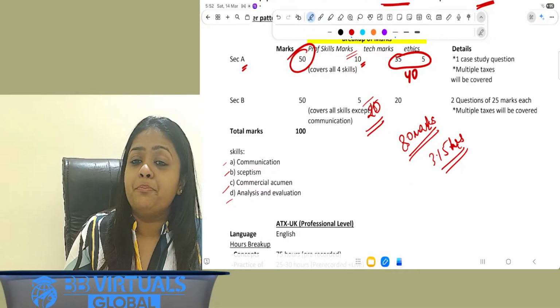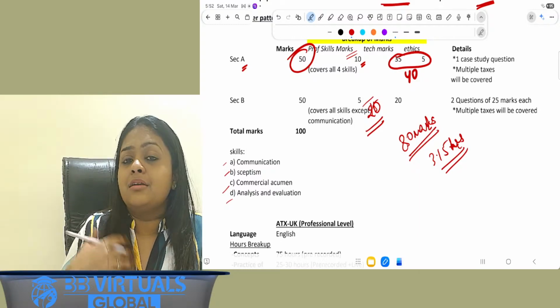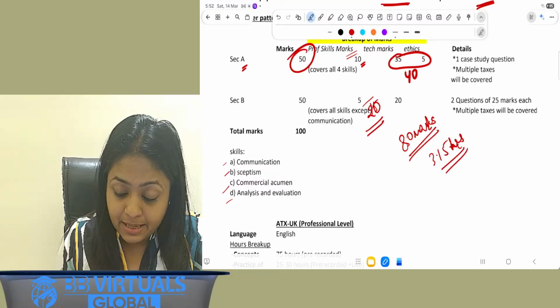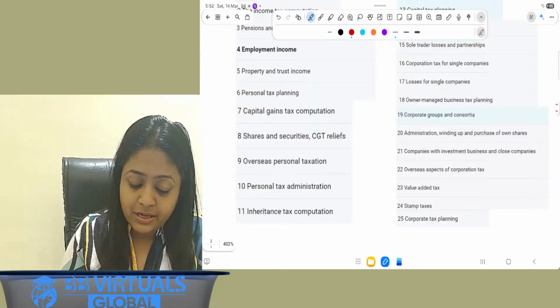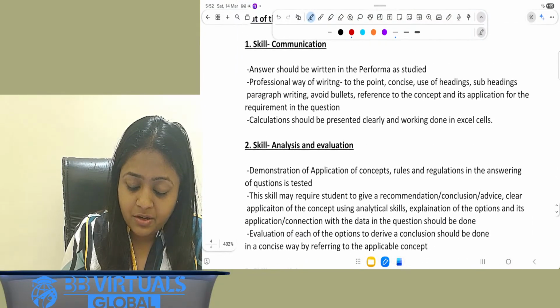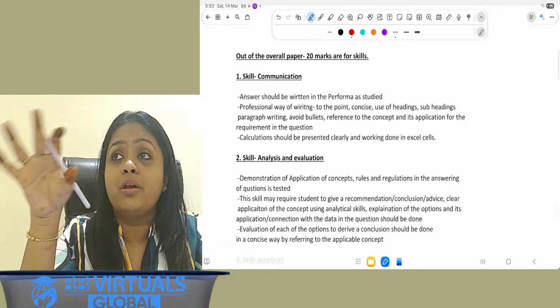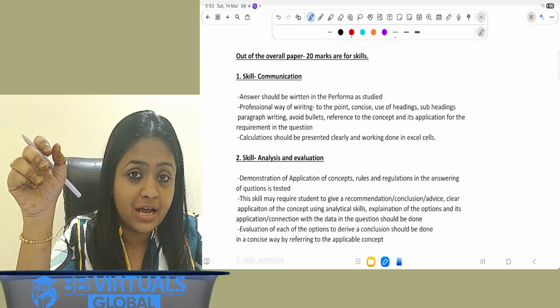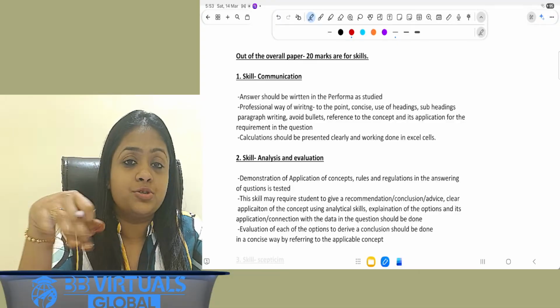So I think it's very important for us to also understand what are the different skills that are required to be demonstrated by the students. Okay, so let's look at these. I have given you the summary of these skills. We will be covering them in detail in the class. We'll be ensuring that these skills are a part of your answer, so that you know how to answer the questions by demonstrating these skills.